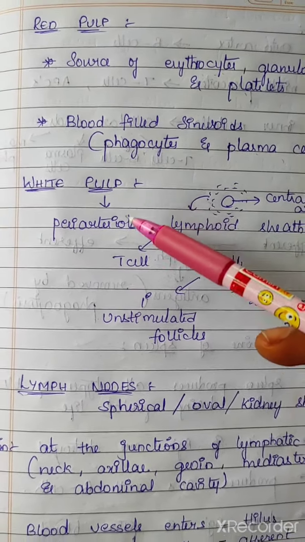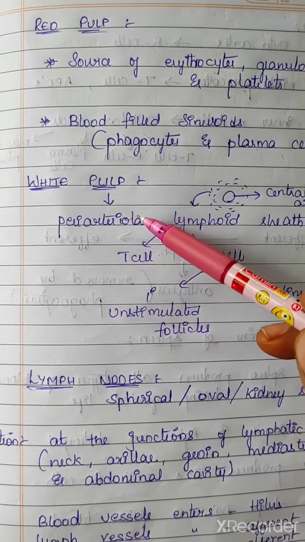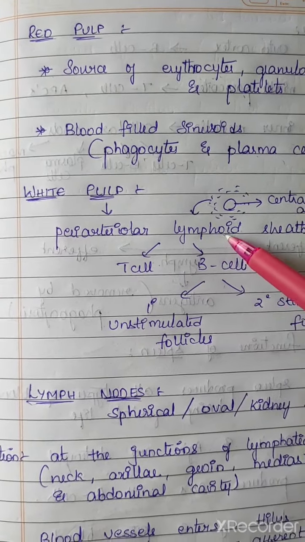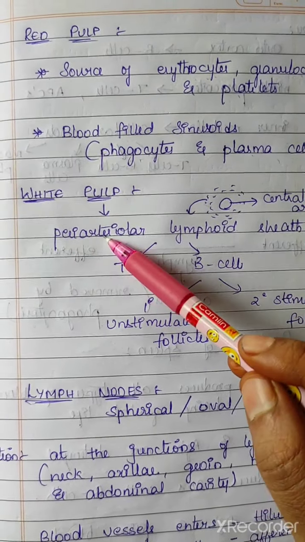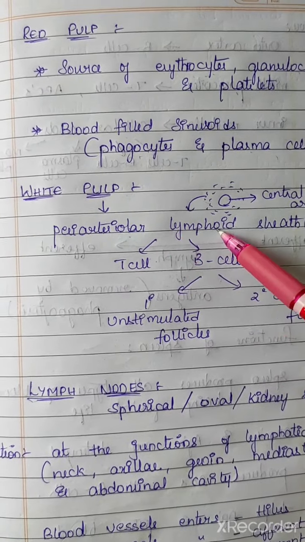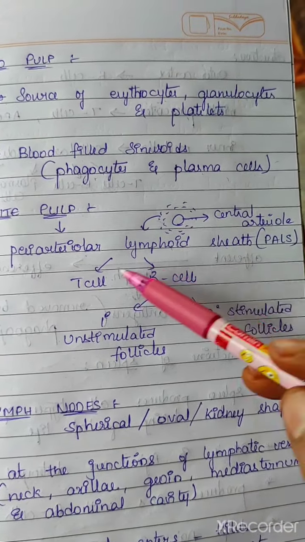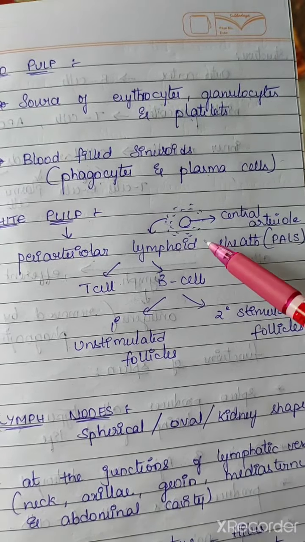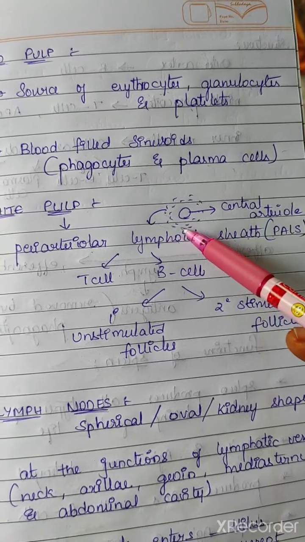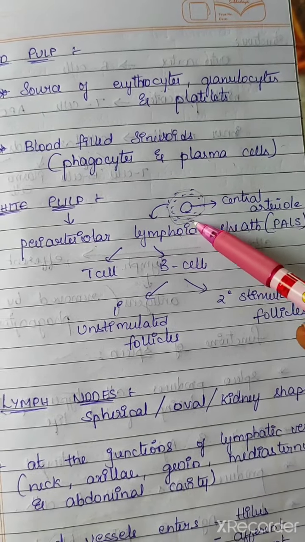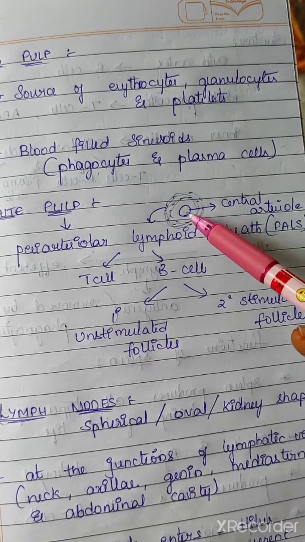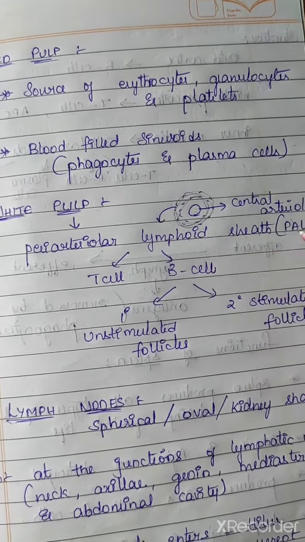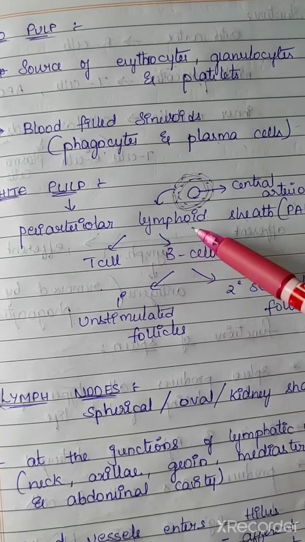This white pulp has a lymphatic tissue called the periarteriolar lymphoid sheath, which is also called PALS. This is a sheath which surrounds the central arteriole. This lymphoid sheath is made up of T cells and B cells.